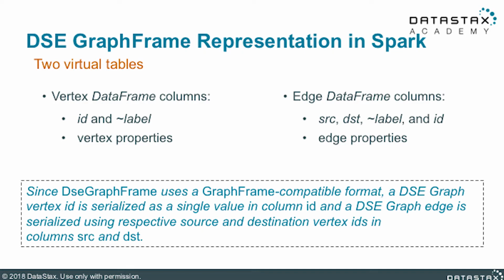While it is convenient to think about a DSE GraphFrame as simply a representation of a graph stored in DSE Graph, there is a bit more to it. Internally, in Spark, a DSE GraphFrame is represented by two virtual tables or data frames, one for vertices and one for edges. The vertex data frame has columns for vertex ID, label, and properties. The edge data frame has columns for source and destination vertex IDs, edge internal ID, label, and properties.